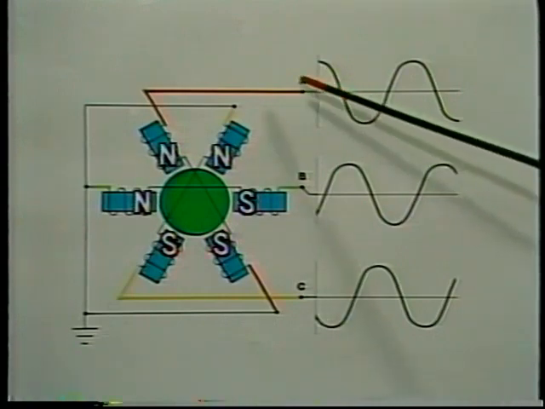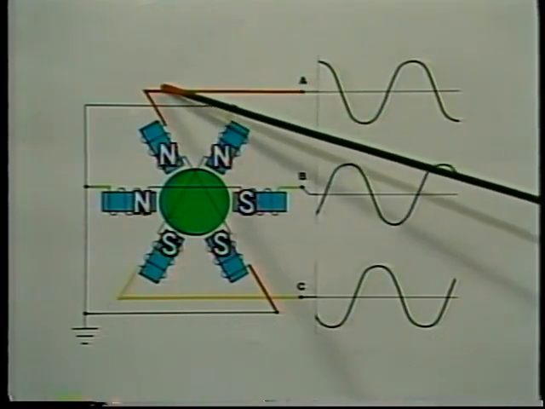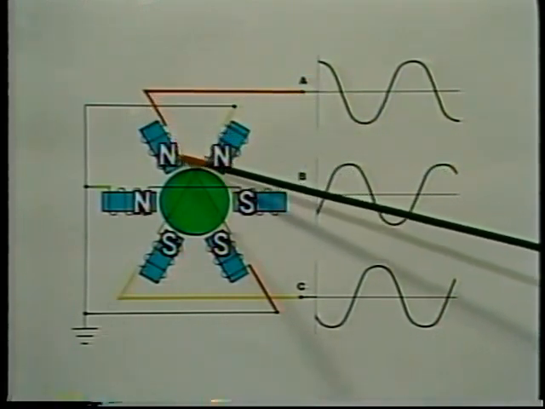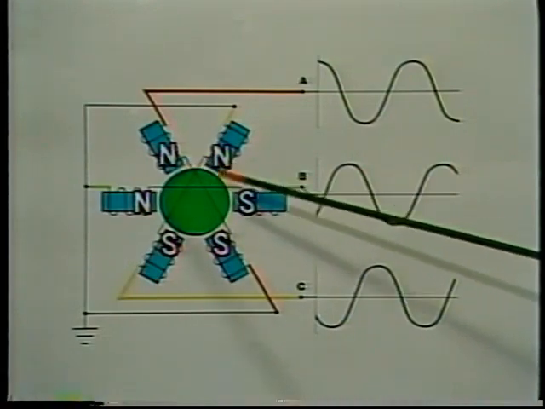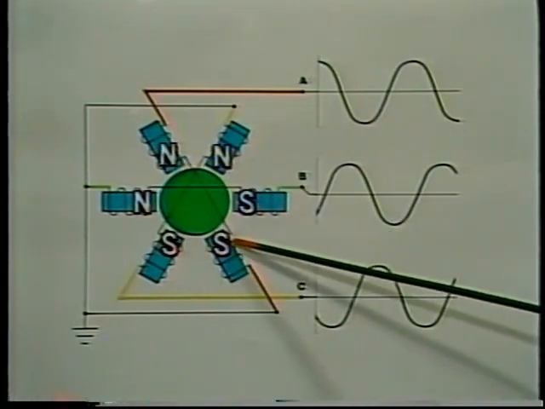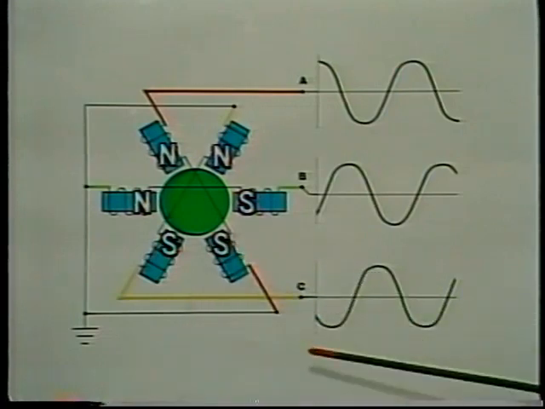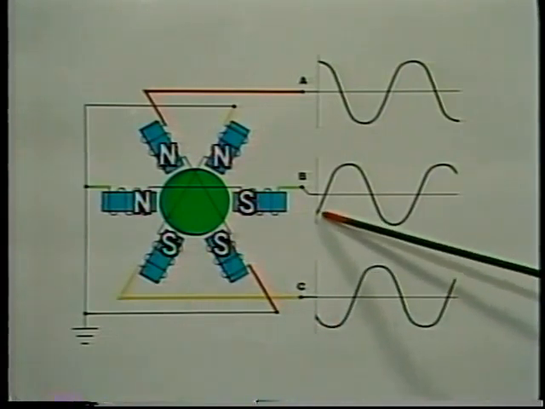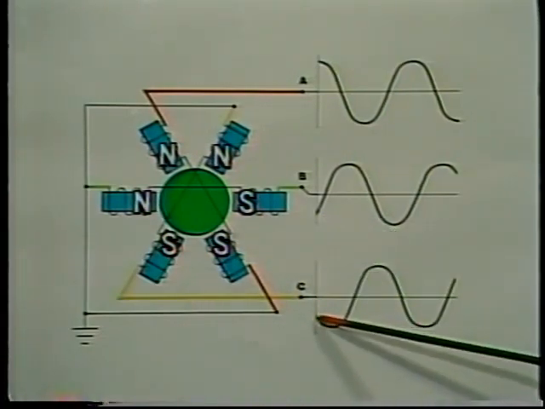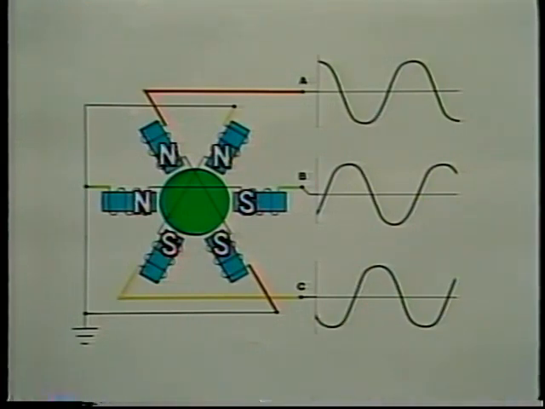As current comes in phase A, it flows through the phase A coils to produce a north pole on one side of the motor and a south pole on the other. At the same time, current in phases B and C is negative and produces south and north poles as shown.